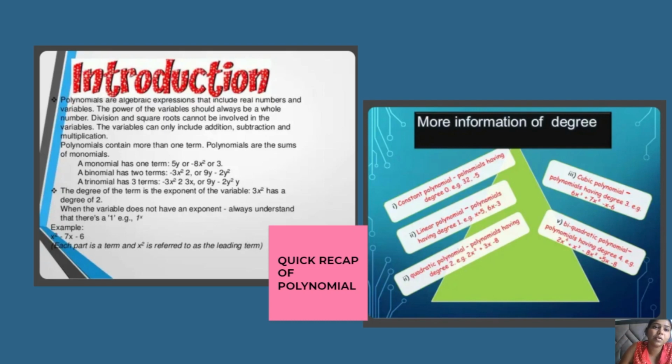So for the people who are new to our platform, I have prepared a quick recap of what is a polynomial, what are its types, what is variable, what is degree in this slide. You can have a look here, and you will get to know what is actually a polynomial. For knowing more about polynomial, you should visit class 9th lessons. Basically polynomials are the algebraic expressions that include real numbers and variables.